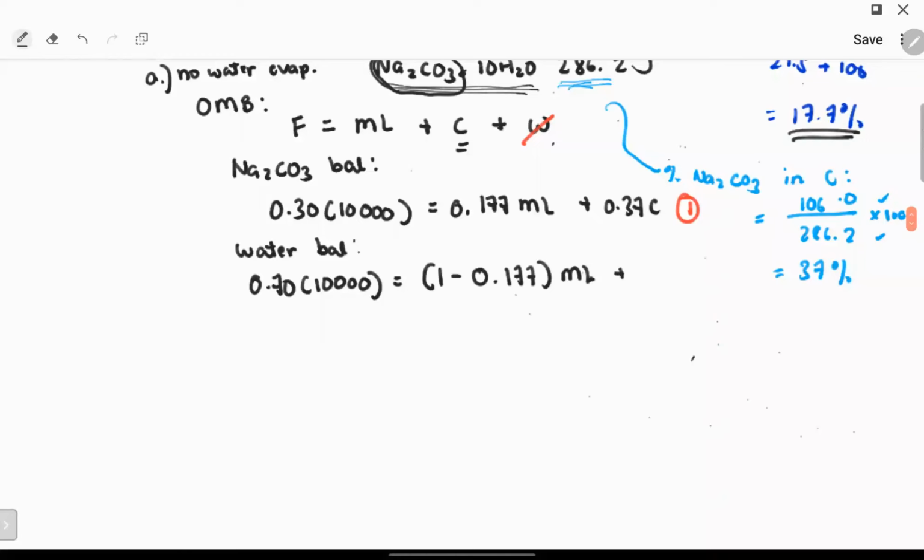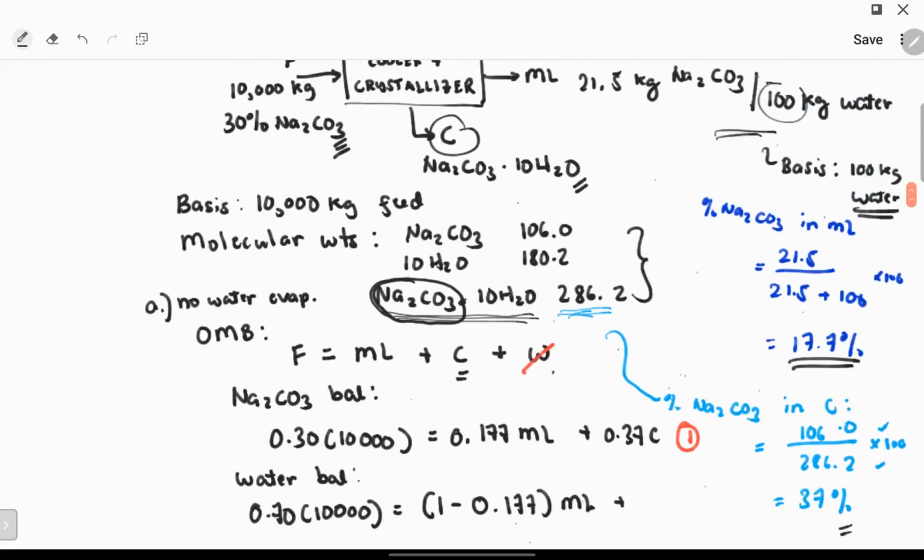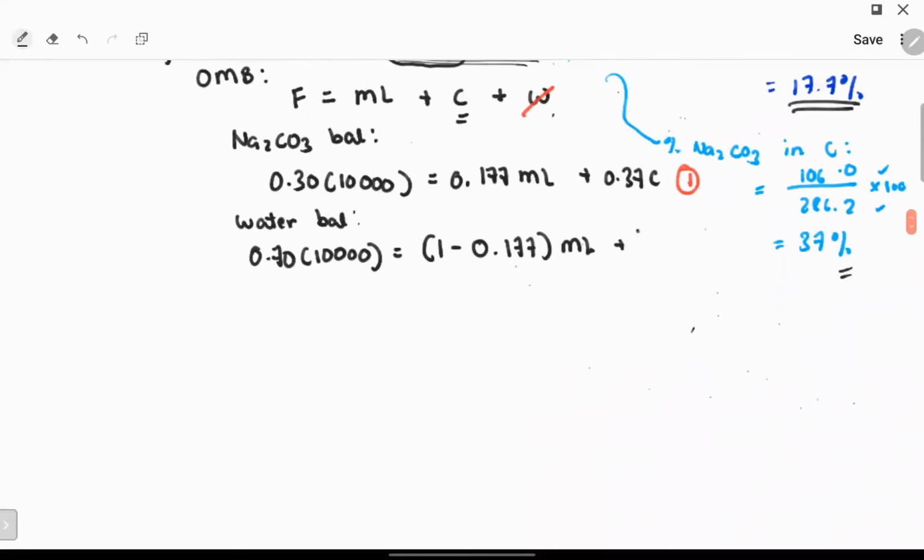Ganoon din ang gagawin natin sa crop, no? So sabi natin 37% yung Na2CO3. So how about the rest? Or how about the water? No? So si water, okay, di ba 180.2 yung ating molecular formula? Lagyan natin dito. Divided by the total, which is 286.2 times C. So I need to simplify further muna itong ating second equation. So that's, this one is, sabi natin 7,000 rather, equals 1 minus 0.177, it's 0.823, okay, times the ML, plus this one becomes 0.623 C.